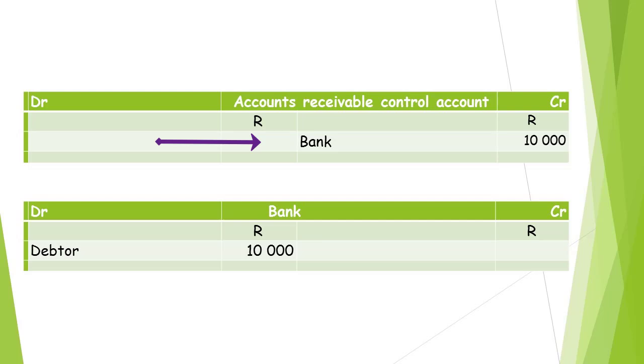The 10,000 Rand recorded in the accounts receivable column in the cash receipts journal will be posted to the credit side of the accounts receivable control account in the general ledger.